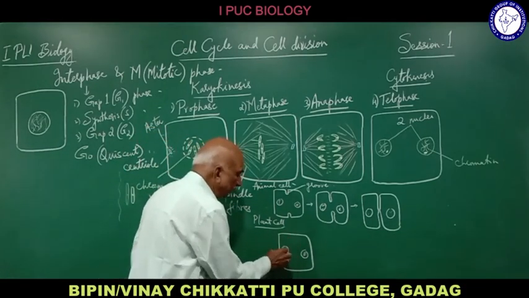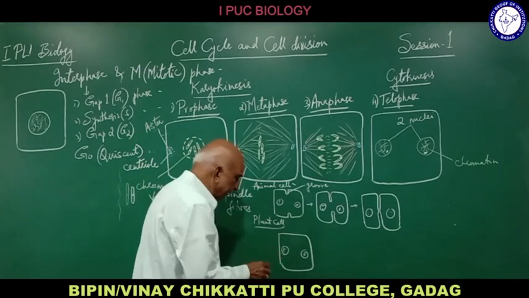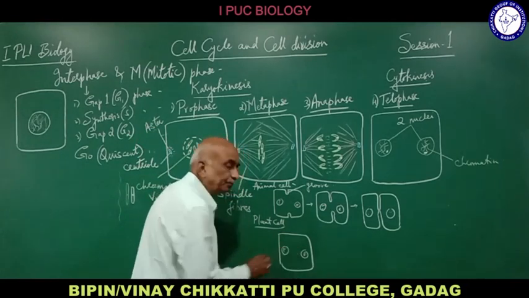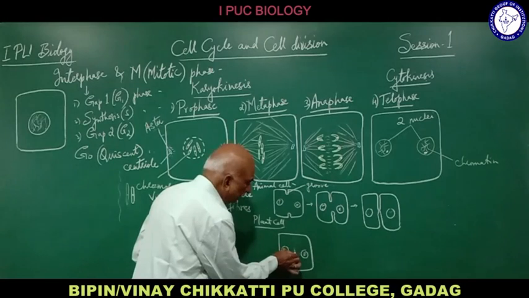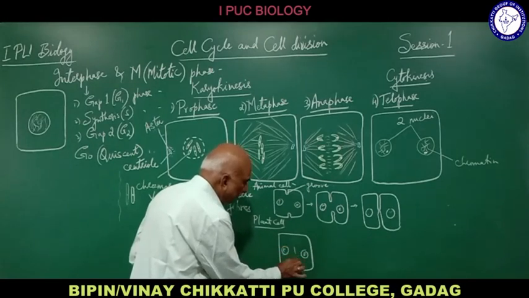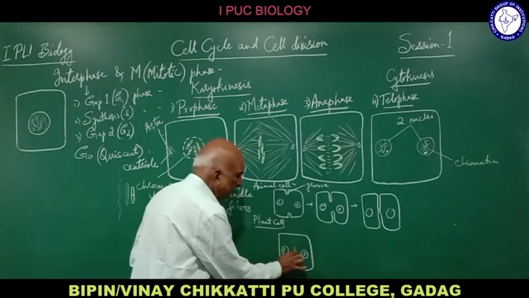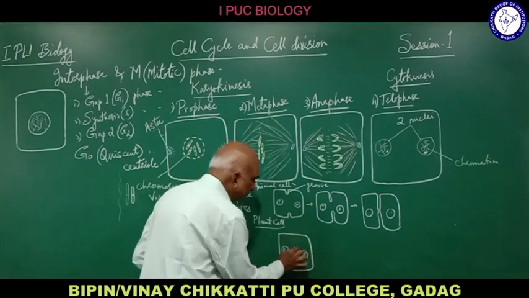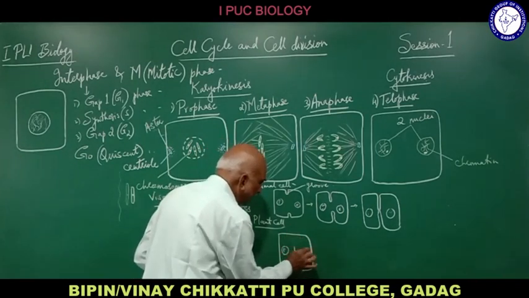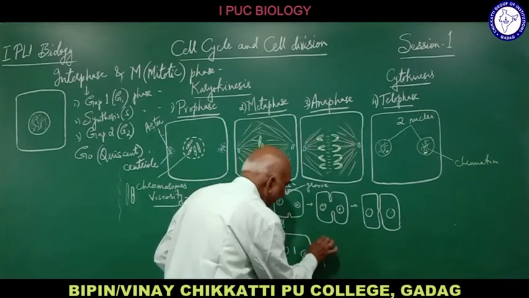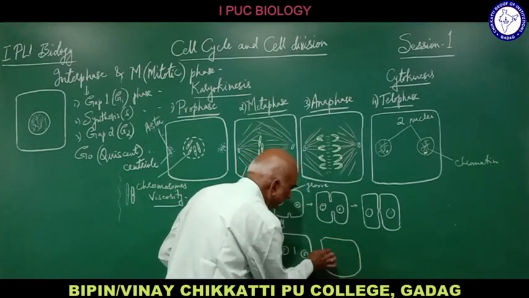Now the cell wall is actually deposited in the center here, and this cell wall will increase in both directions, and completely. So this is first how it is formed. Then it will increase at both ends.